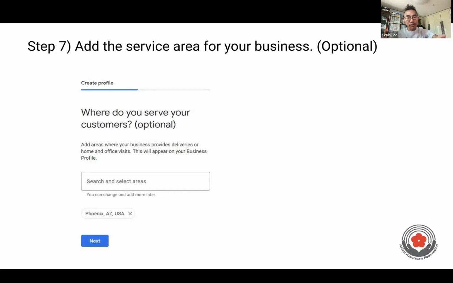All right, so then this is the part that I was just talking about, adding the service area for your business. So where do you serve your customers? You can add specific areas. You can add zip codes. You can add as many as you want. You can serve the world if you want, but I recommend that you are more selective and specific in the service area for this type of business, because you will have a higher chance of coming up in that location or a nearby location.